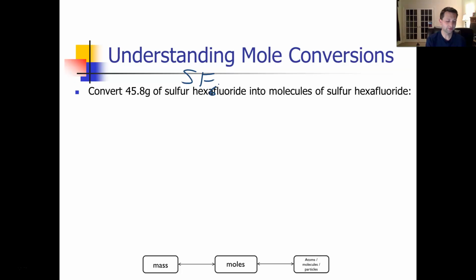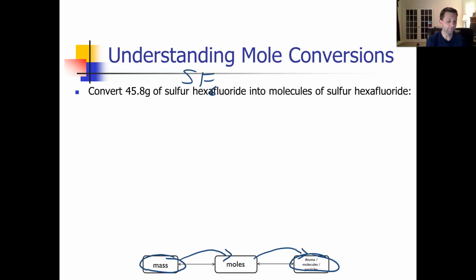I want to go from grams, which is mass. So I'm starting here. I want to go to here. I want to go into molecules. Well, there's no direct way to get there. Okay, I can't go directly from mass into molecules. It's not going to work that way. I have to make a pit stop at moles. Okay, so I need to convert to moles first, and then convert into molecules. No big deal. So how many steps will this be then? 2. So I'll set up a 2-step problem.